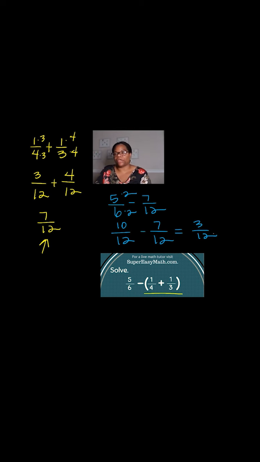Now I have to ask myself what can go into 3 and into 12. And the answer would be 3. And that would end up being 1/4.